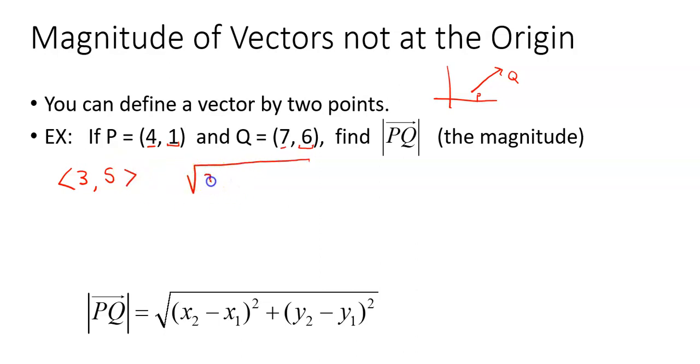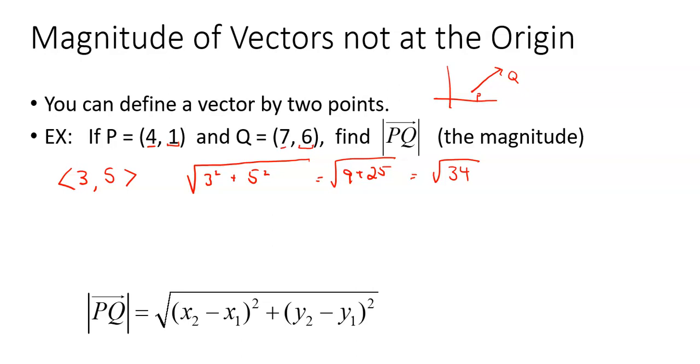All right, so 3 squared plus 5 squared gives me the square root of 9 plus 25. Don't forget order of operations. Add them first and then take the square root. My magnitude is the square root of 34. Doesn't simplify to anything. There's no perfect squares I can pull out of it. I'll leave it as an exact value.